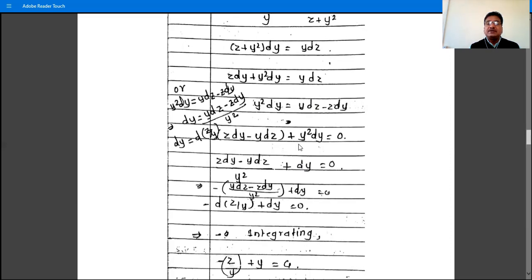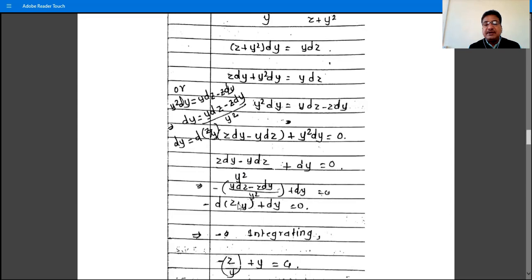The integration of y square by z square. So either divide by y square or divide by z square. But in this example, dividing by y square gives the integration easily. So divide by y square, and then it is the derivative of, take this minus sign as common.